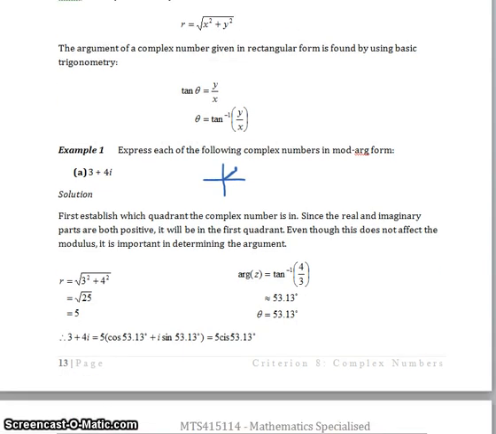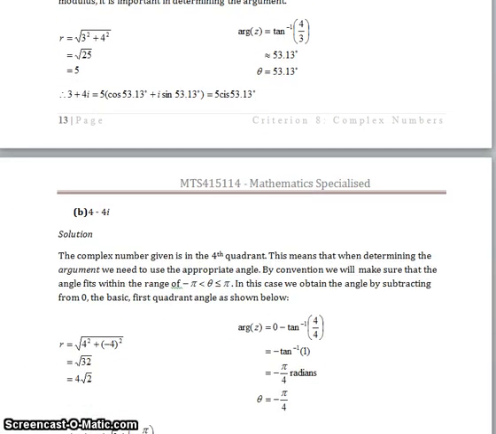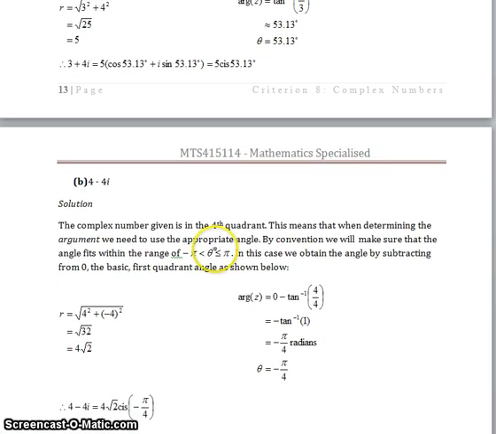So let's have a look at a few more examples. And we've got here 4 minus 4i. Our modulus r, we can find again: square root of 4 squared plus negative 4 squared. It's going to be 16 plus 16, which is 32. Simplifying that surd, we get 4 times the square root of 2. So that's our modulus.